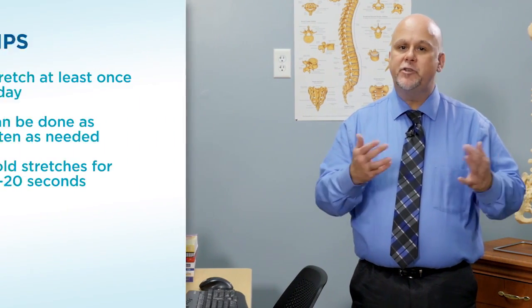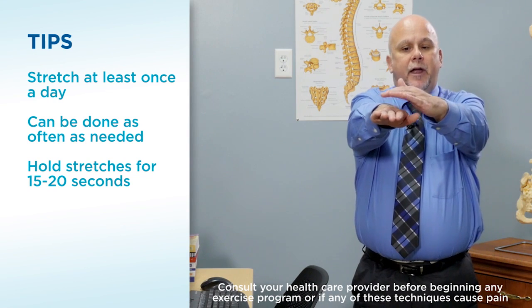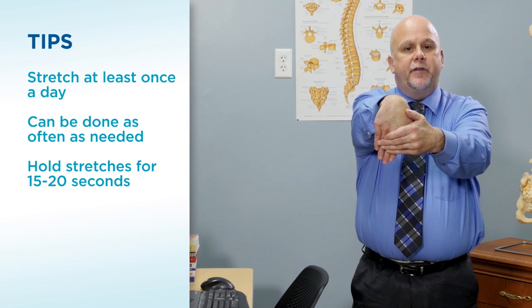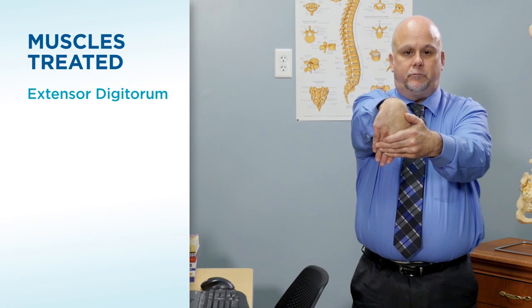So let's start with some stretches first. It's very simple. While you're sitting at your desk, simply stretch your arm out, palm down, bring your palm towards your body, and apply a very simple stretch to your forearm. Again, you want to hold these for about 15 to 20 seconds, and keep in mind, you can do this sitting right at your desk.